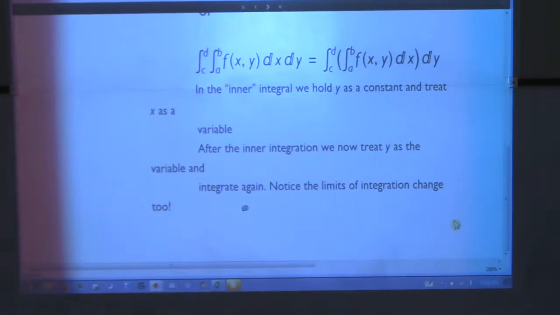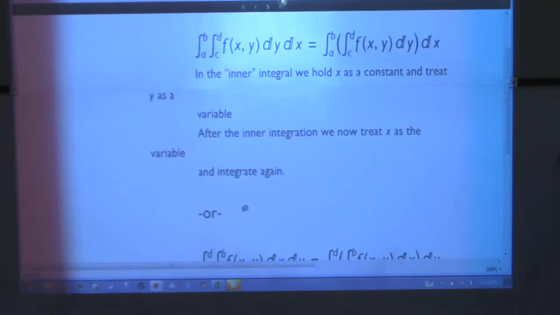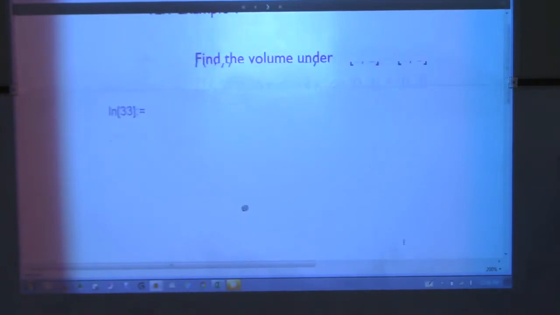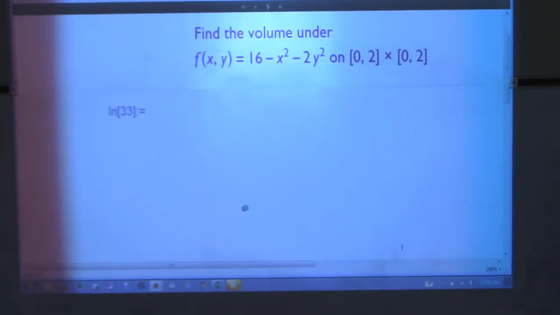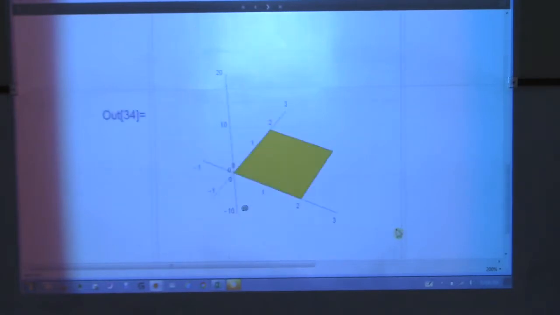All right. Let's just do an example. I think that's probably the best way to get into this. Find the volume under 16 minus x squared minus 2y squared on 0, 2, 0, 2. 16 minus x squared minus y squared.